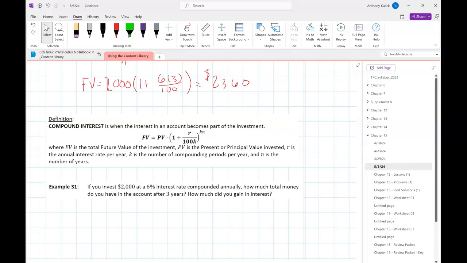Now, do you think this is going to make a big difference, little difference? The answer is it depends. So our formula, FV is equal to PV times 1 plus R over 100K to the KN. The new parameter here is the K. The K is just the number of compounds per year. So again, if it's compounding annually, just one. How much total money? That's present value. And our N is 3.